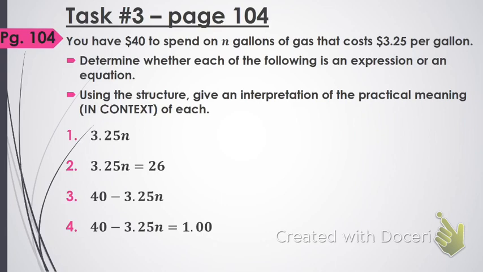On the first one, number 1, is that an expression or is that an equation? Expression. How do we know by looking at it which it is? Yeah, we don't have an equal sign there. So it's just an expression.